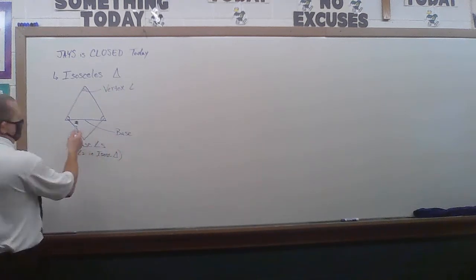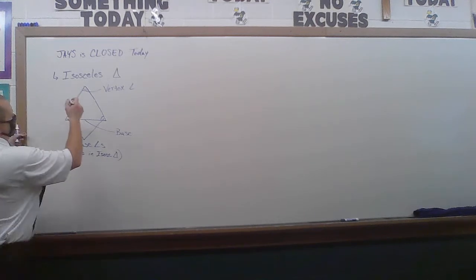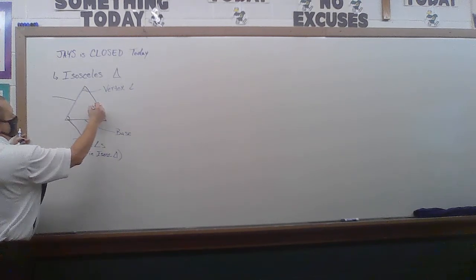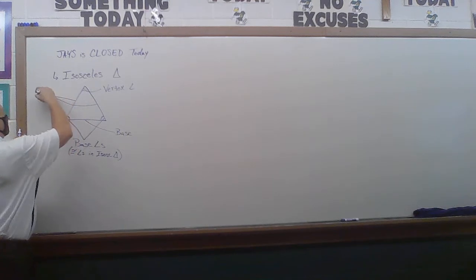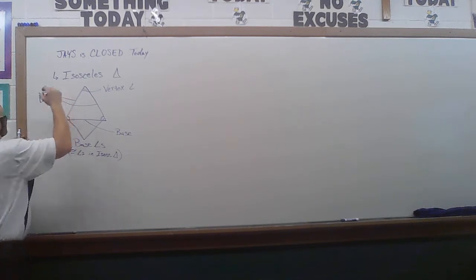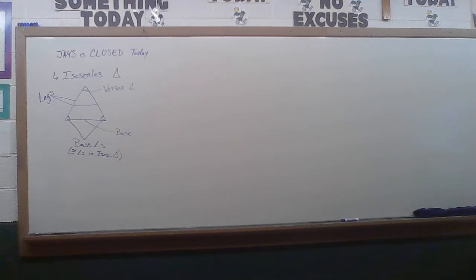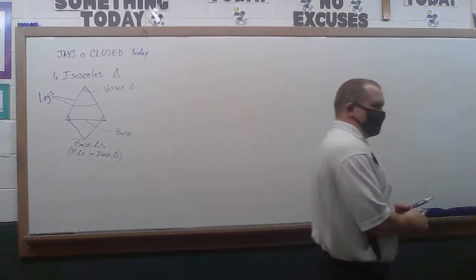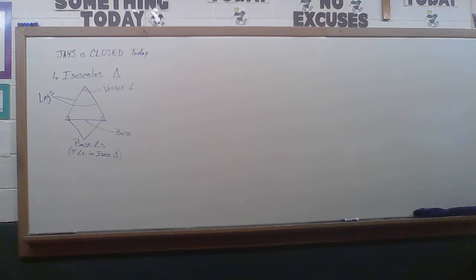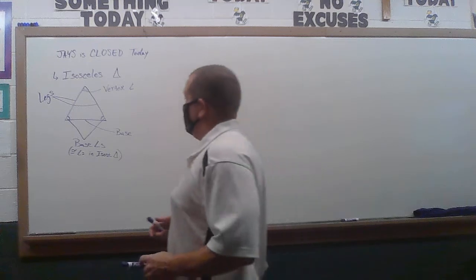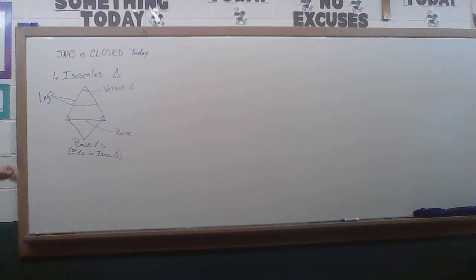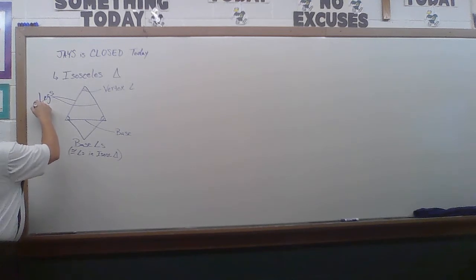And then wherever you find your base, the other two sides are called my legs. If you think about a right triangle, which we've talked about before, the legs would be the sides of the triangle that make up my right angle, or where the box is. But the legs of an isosceles triangle would end up being the congruent sides of an isosceles triangle.